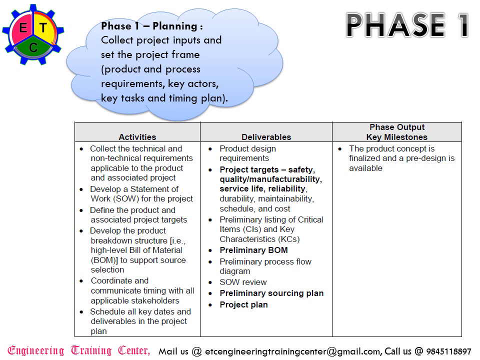So the SOW should have the concurrence of all the stakeholders. Okay, that is very important. And then you will define the product and associated project targets. Based on the technical requirements that you collected in the first step, you will define the product and associated project targets. And the next step will be to develop the product breakdown structure, that is the high level bill of material to support the source selection. And then the next step would be to coordinate and communicate timing with all applicable stakeholders, and schedule all key dates and deliverables in the project plan.